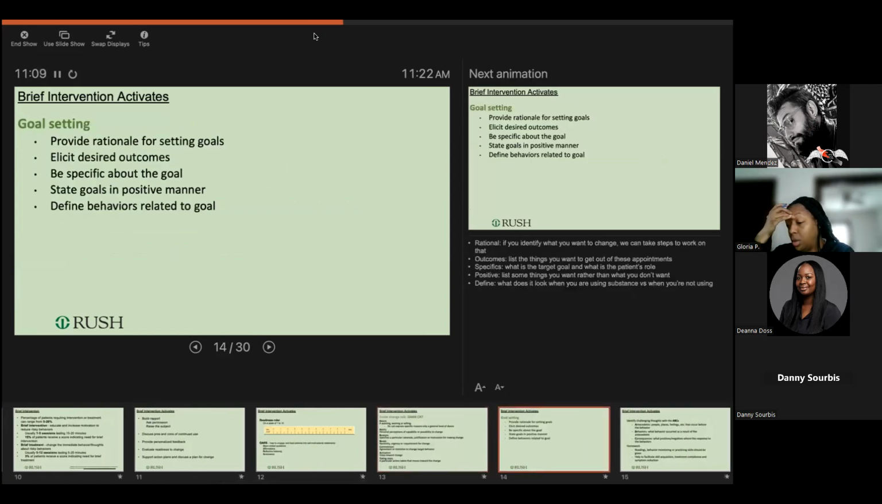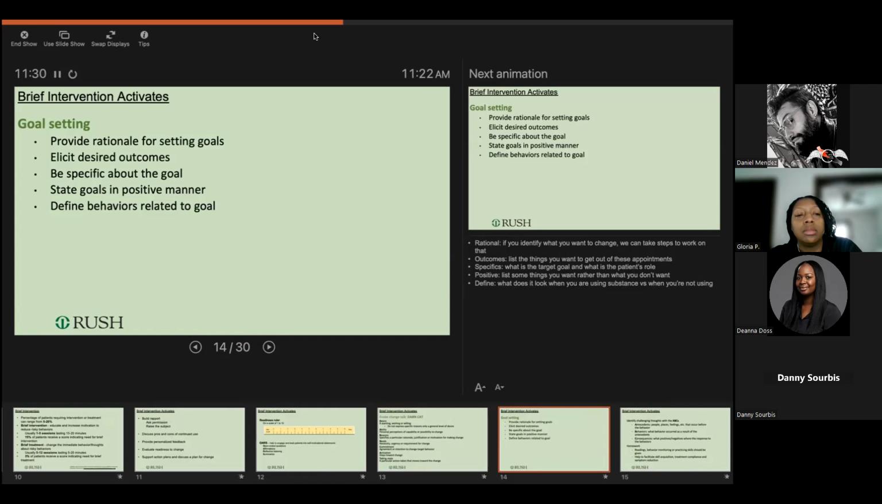And then we also have goal setting. So you want to provide rationale for setting goals. If you identify what you want to change, we can take steps to work on that. They also elicit desired outcomes. So they'll list the things that they want to get out of their appointments when they're meeting with you.